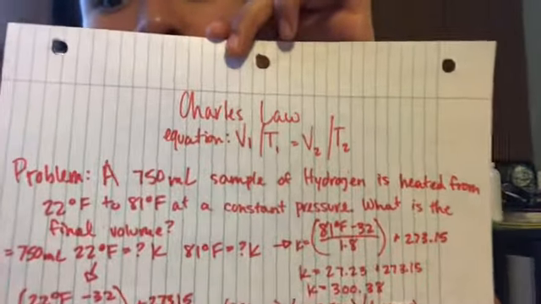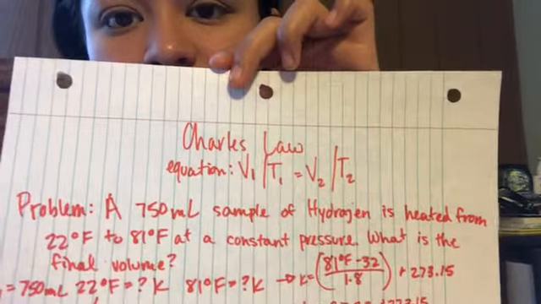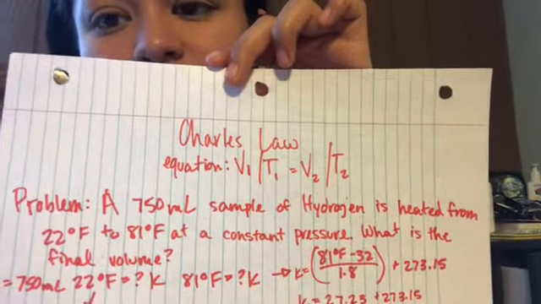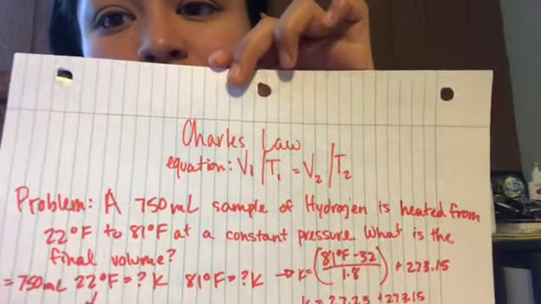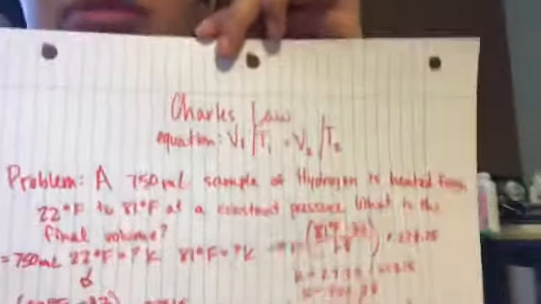And right here the problem asks: a 750 milliliter sample of hydrogen is heated from 22 to 81 degrees Fahrenheit at a constant pressure. What is the final volume? In order to work any of the equations for the laws given in chemistry, we have to convert degrees Fahrenheit to Kelvin. So that's the first step here, turning 22 degrees Fahrenheit and 81 degrees Fahrenheit into Kelvin.